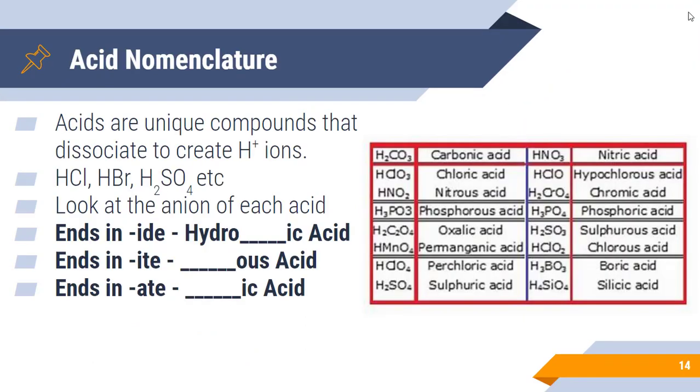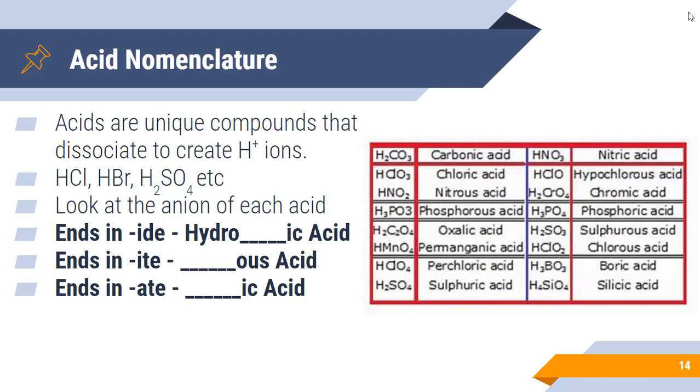So the last bit of nomenclature that we are going to talk about today is acid nomenclature. Now, acids are unique compounds that dissociate to create H+ ions. So if you're looking at an acid, it typically has a hydrogen at its very beginning. Things like HCl, HBr, H2SO4, etc. To determine the naming rules, we look at the anion of each acid. If it ends in "ide," we put hydro in front of the root of the ion, add "ic" at the end, and acid. So bromine, hydrobromic acid. Okay, so if it's something bromide, hydrobromic acid.